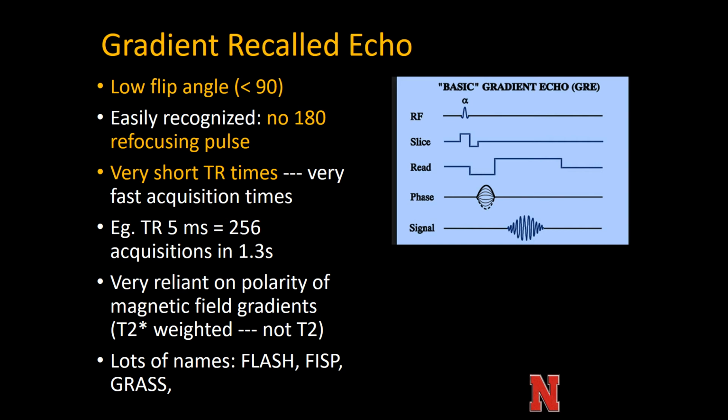So on GRE sequences, if there's surgical clips, they can cause T2 star effects and look dark, cause some blooming. We'll talk about that more in the artifact lecture.